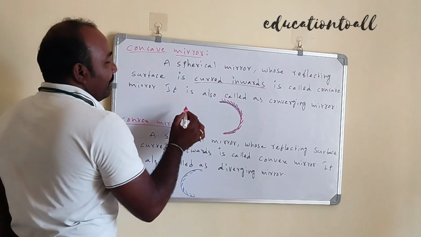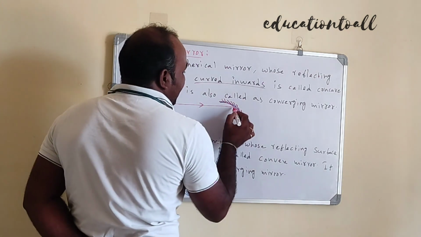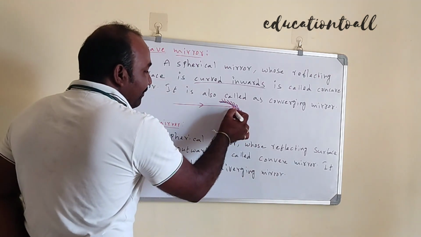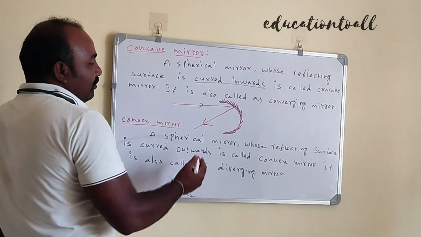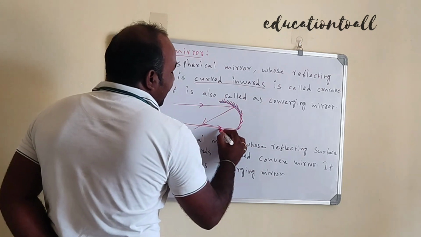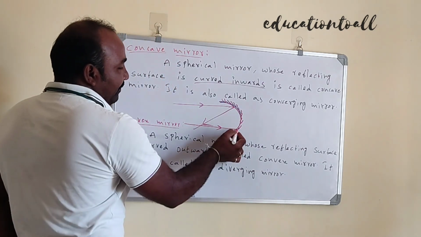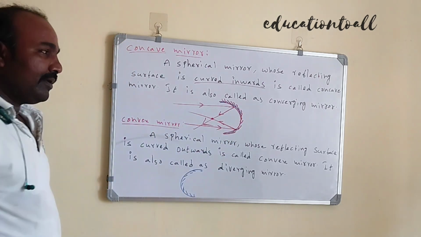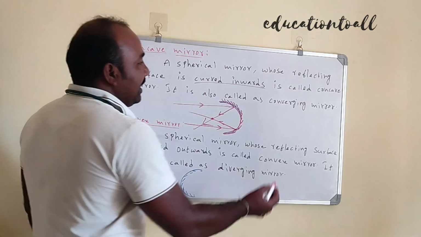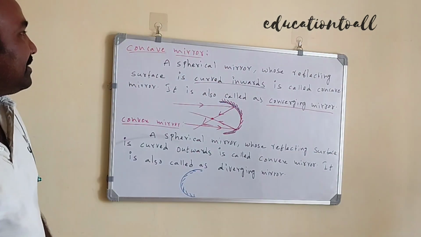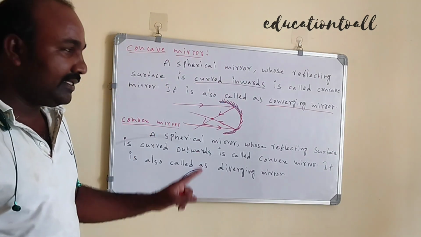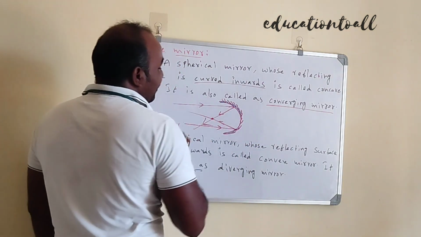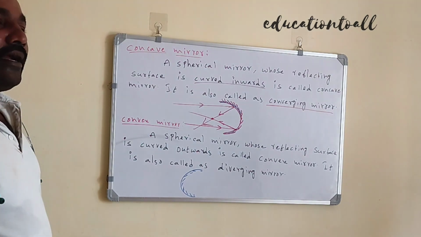For example, the light rays fall onto the mirror, parallel to the principal axis. After reflection, it will be reflected back. If we take one more incident ray, this ray also reflects like this. So these two reflected rays meet at some point. So that is called a converging mirror. So we can say that the reflecting surface is inward, and at the same time this is also called a converging mirror.